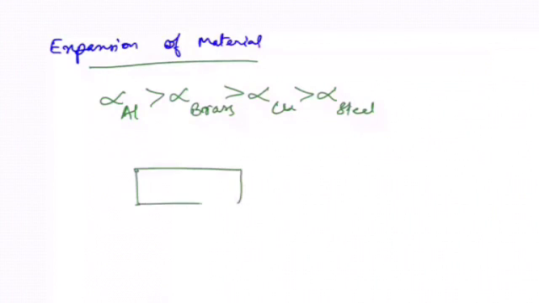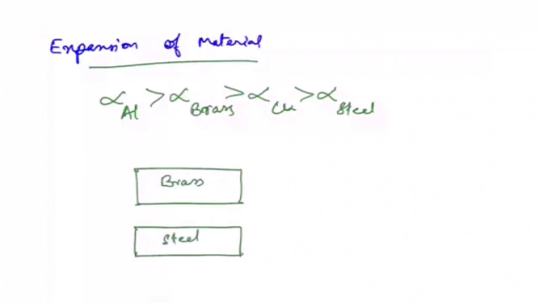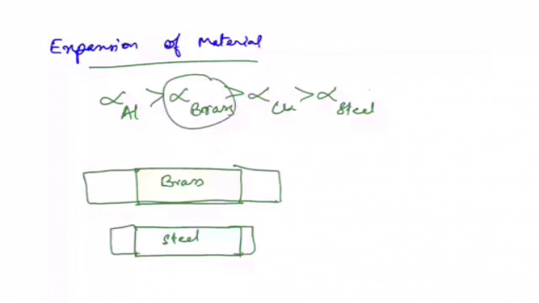So from this I'll give an example to you. Consider we have two materials, two bars. One bar is the brass and the other bar is the steel. Now if I apply the same amount of heat on both, on heating you'll see that brass will expand more when compared to the steel because of the coefficient of expansion difference between these two materials.